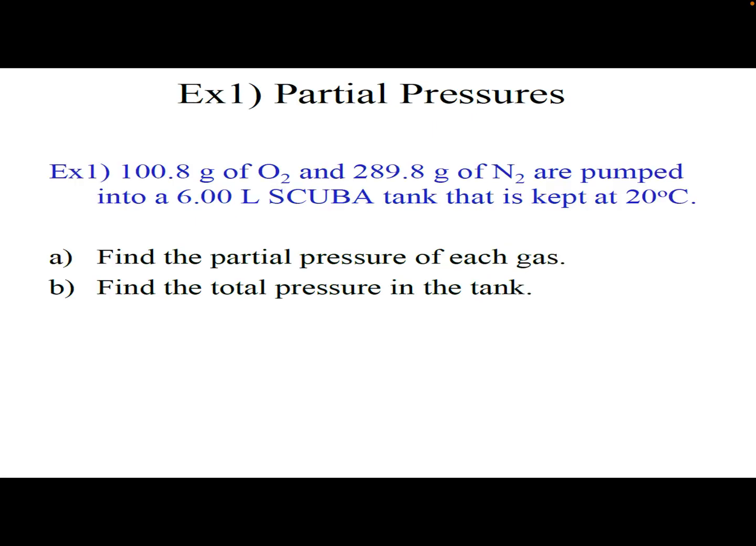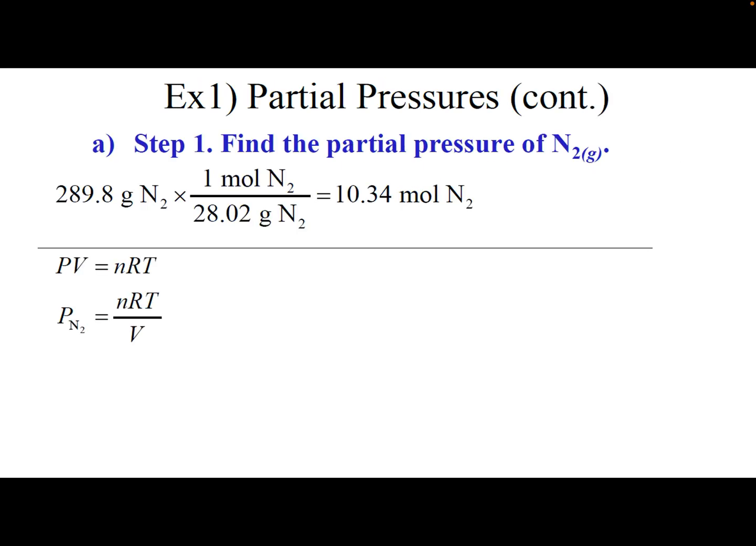So here we have, if 100.8 grams of oxygen and 289.8 grams of nitrogen are pumped into a 6-liter scuba tank that is kept at 20 degrees Celsius. So first thing I'm going to do is take that 20 degrees Celsius and add 273 to it. That is 293 Kelvin. So just a note. So this is to find the partial pressure of each gas and then to find the total pressure in the tank. So what should we do?